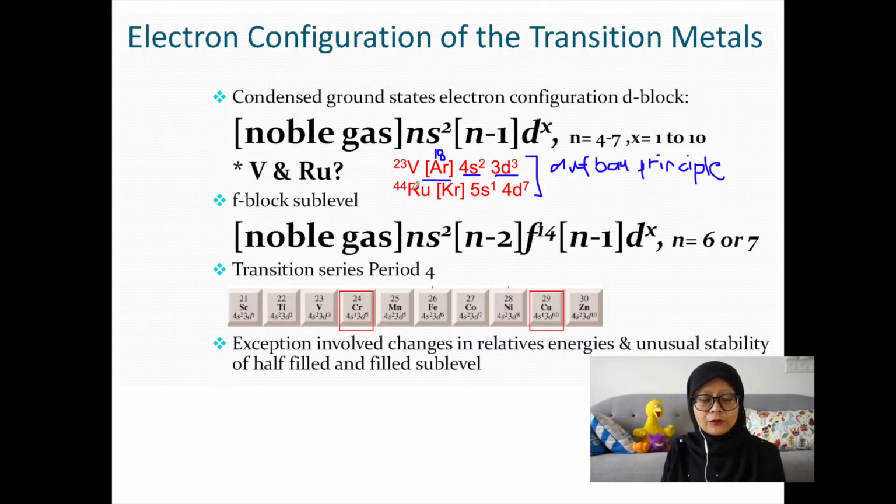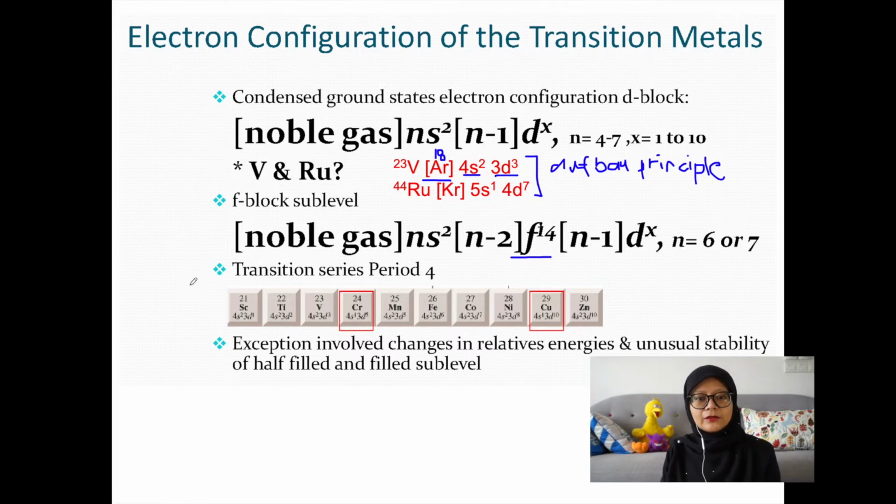For the second example, we have ruthenium, which has atomic number 44. The closest noble gas for ruthenium is krypton, Kr, followed by 5s1 and 4d7. Other than that, we have the f block sublevel. This is how you write down the f block, the lanthanide and actinide series: the noble gas, then ns2, then the f orbitals, followed by the d orbitals.